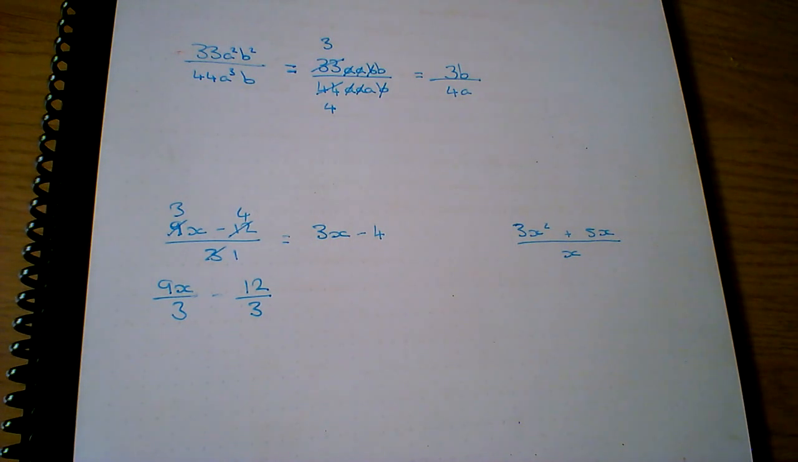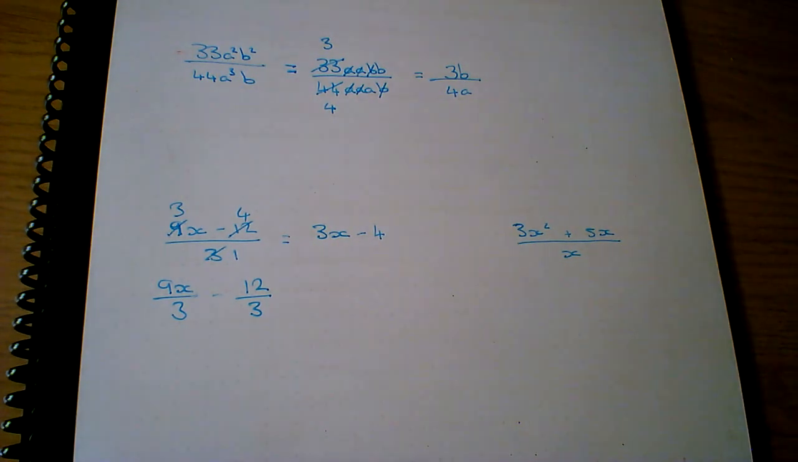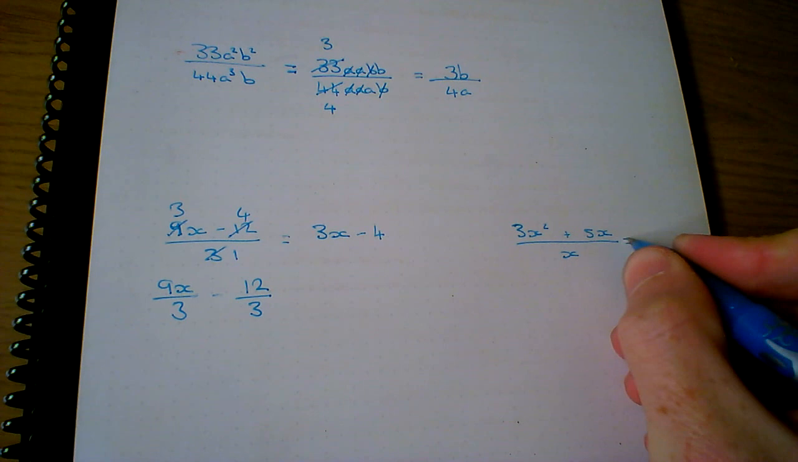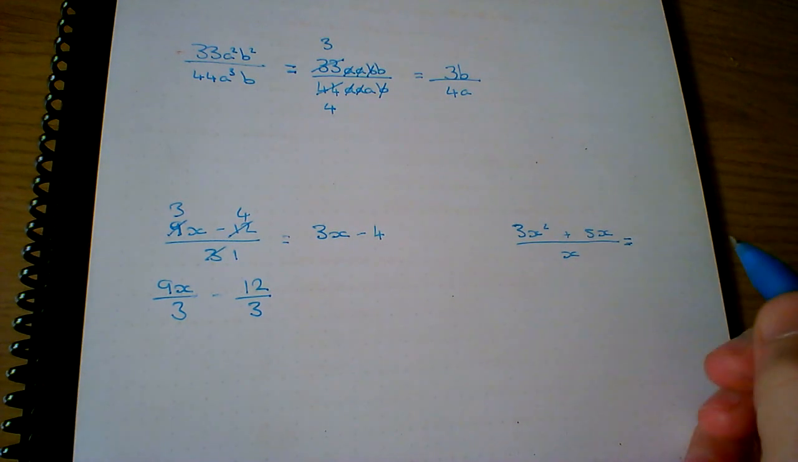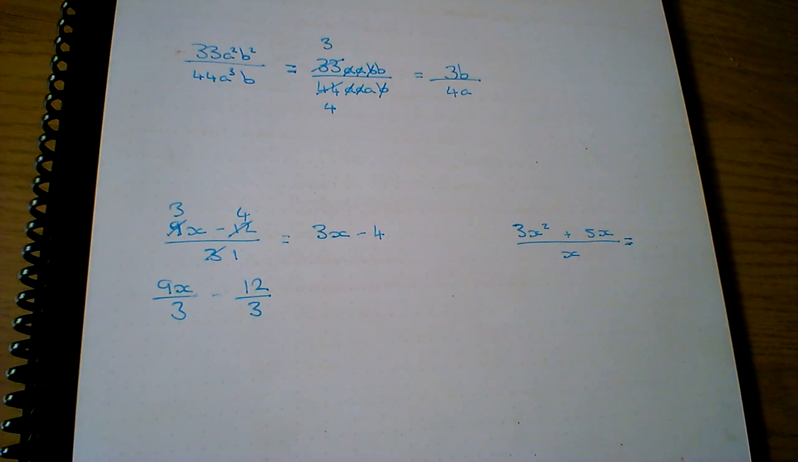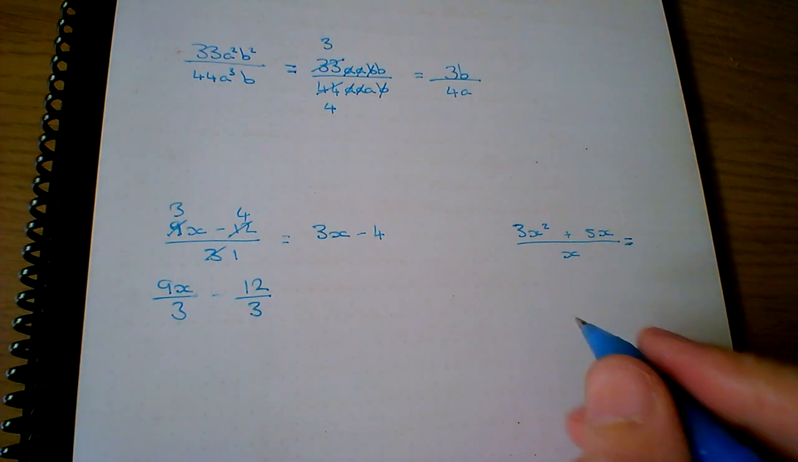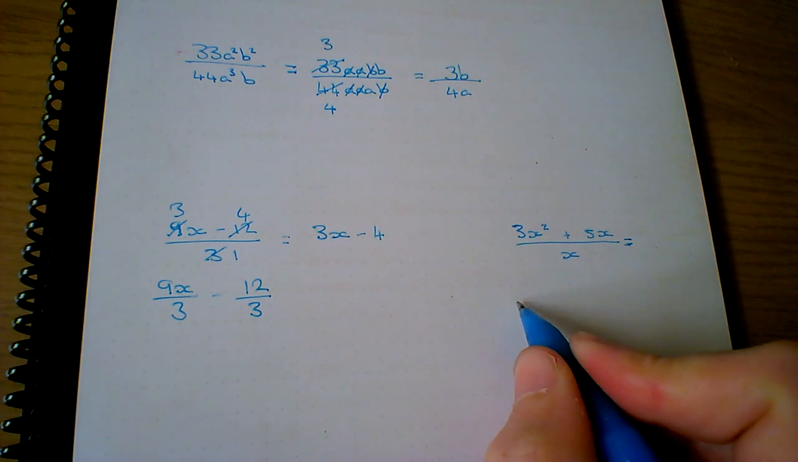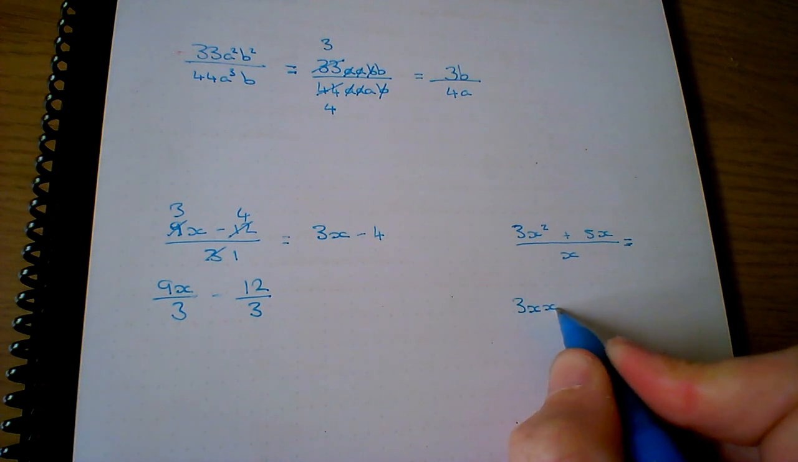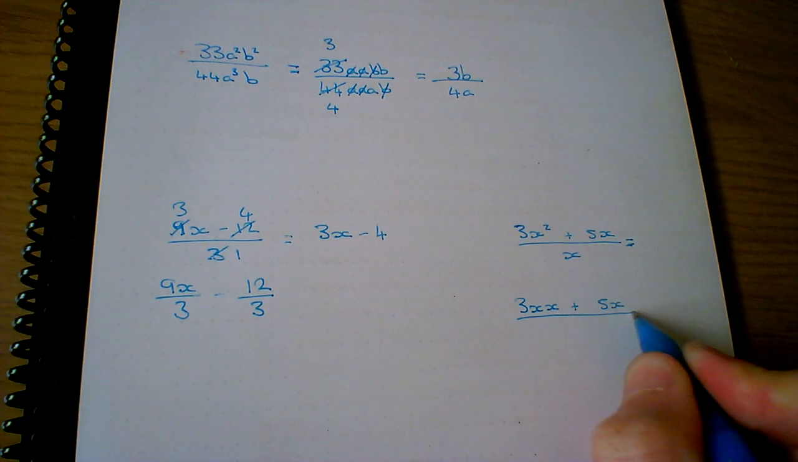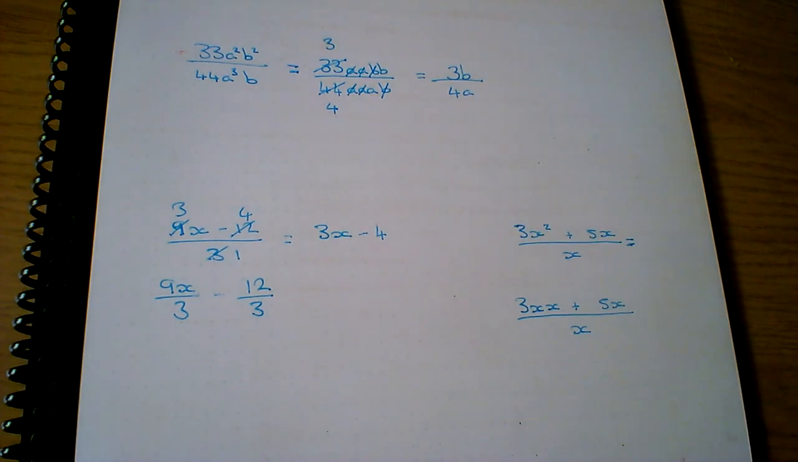Okay, now if there is a number on the bottom, we can do that, it's fine. But what happens when there is a letter on the bottom? Well, same thing really, we've got to divide everything by x. Now what I'm going to do here is just rewrite this again. This is actually 3x squared plus 5x all divided by x.